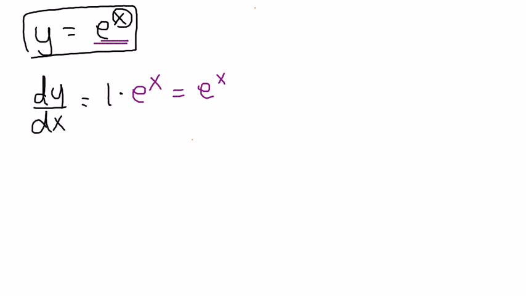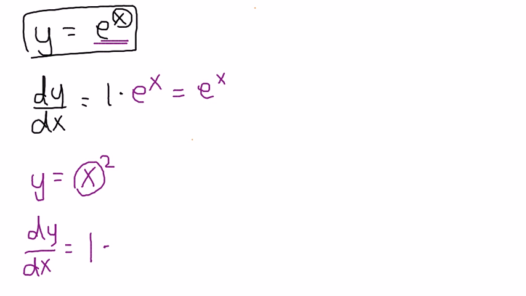Similarly, if we have y equals x squared, what's the derivative of this? Well, what's my inside function? My inside function is just x itself. What's the derivative of x? 1. What's the derivative of my outside function? 2x. So therefore the derivative of x squared is just 2x.